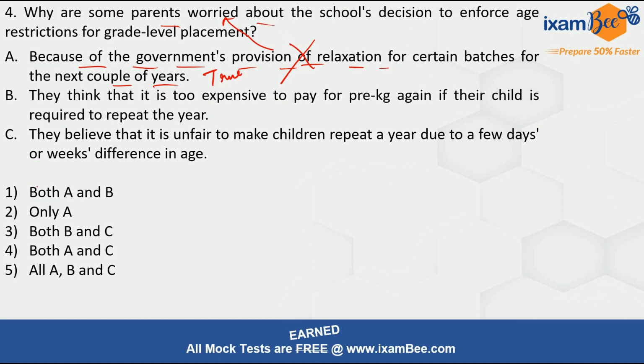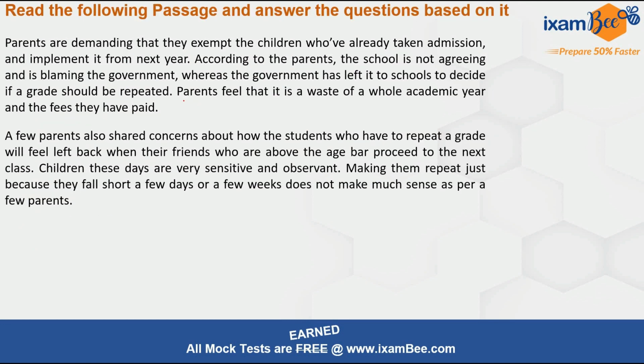So your answer should not have A. Alright, so see, all these are discarded, only B and C. You are left with only 3. Okay, so both B and C. Now let's see. It says they think that it is too expensive to pay for pre-KG again if their child is required to repeat the year. And C says they believe that it is unfair to make children repeat a year due to a few days or weeks difference in age. Fine, part B and C we can find here.